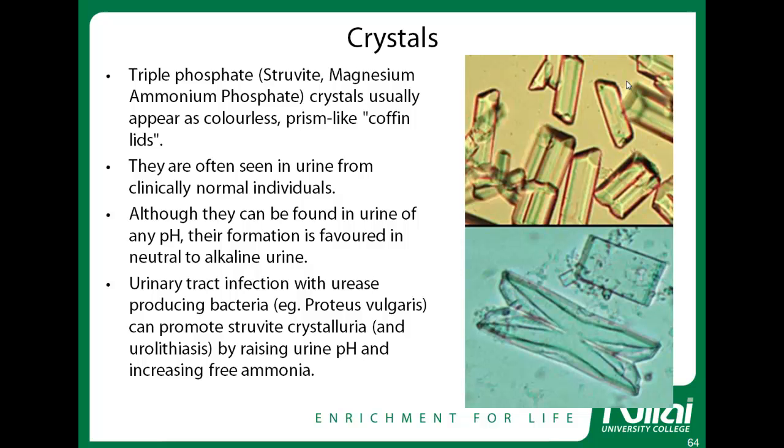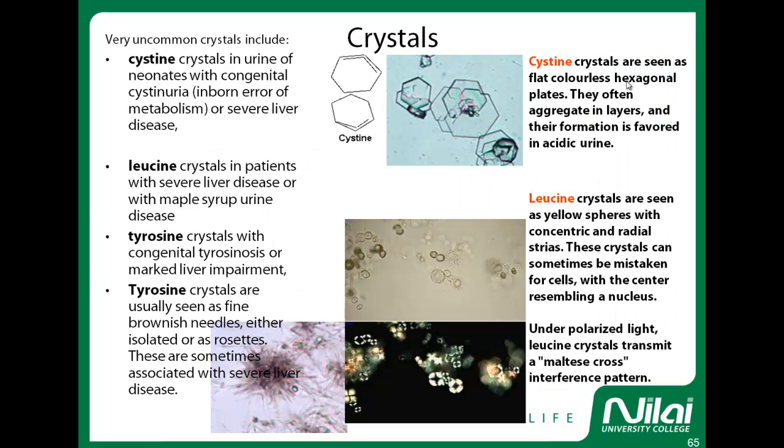The triple phosphate struvite, magnesium ammonium phosphate crystals, usually appear as colorless prism-like coffin lids. They are often seen in urine from clinically normal individuals, though they can be found in urine of any pH. Their formation is favored in alkaline urine. Urinary tract infection with urease producing bacteria, such as Proteus vulgaris, promotes struvite crystalluria and urolithiasis, raising urine pH and increasing the ammonia. The uncommon crystals include cystine, leucine, and tyrosine.